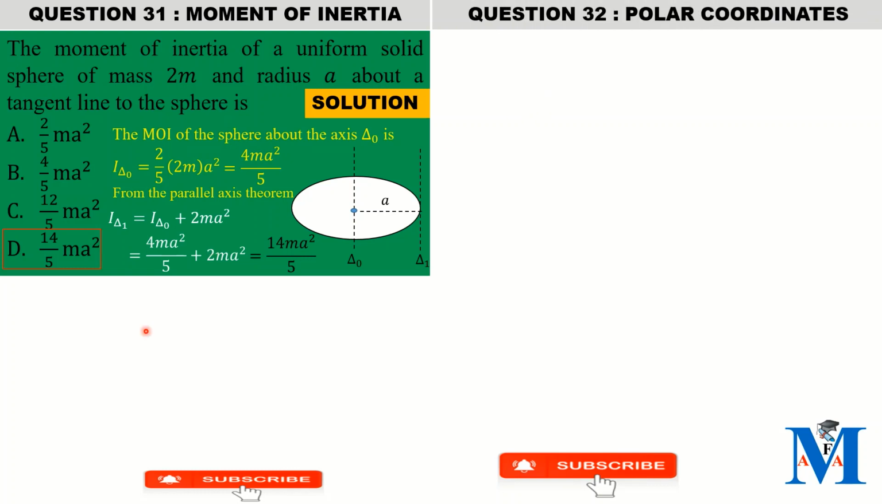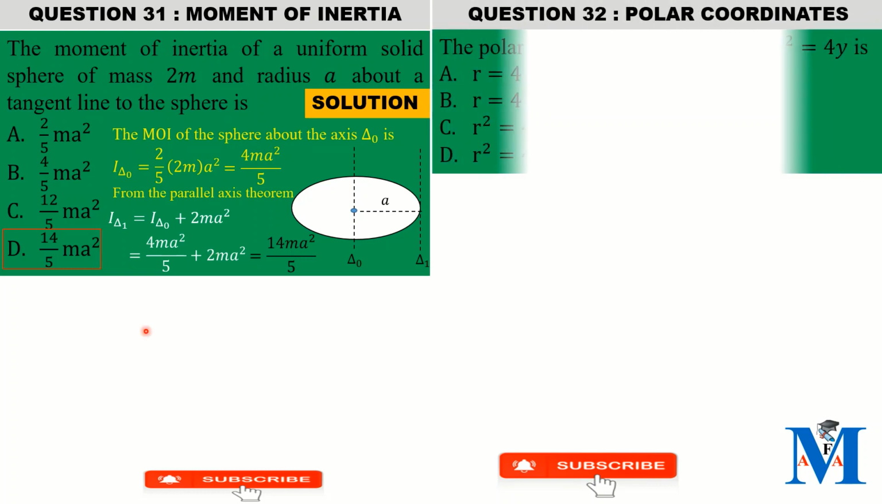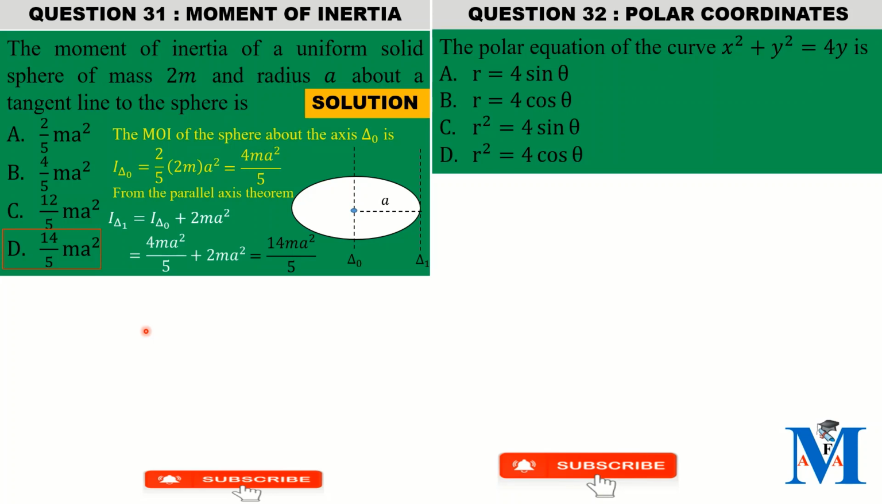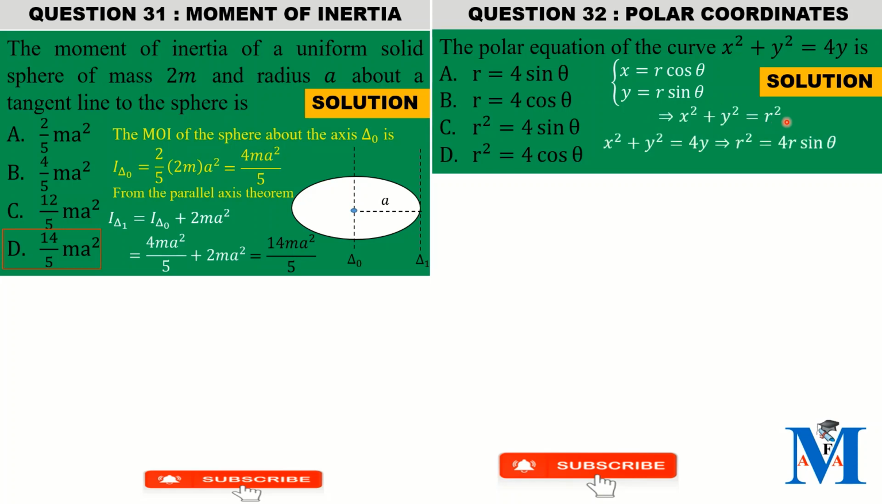Now question 32, we are rounding up, is on polar coordinates. We are asked for the polar equation of the curve x squared plus y squared equals 4y, and we have the various options. So we are trying to change from the Cartesian plane to the polar plane. In the polar plane, the x coordinate is r cos theta and the y coordinate is r sin theta of any point. So from there, we can get x squared plus y squared to be r squared.